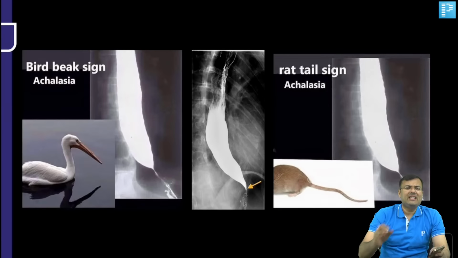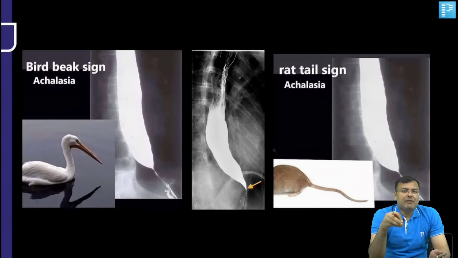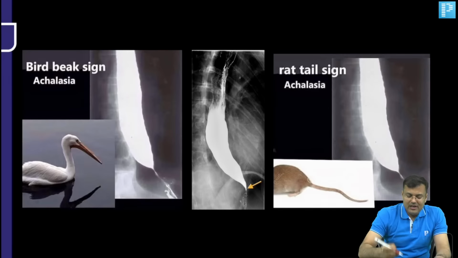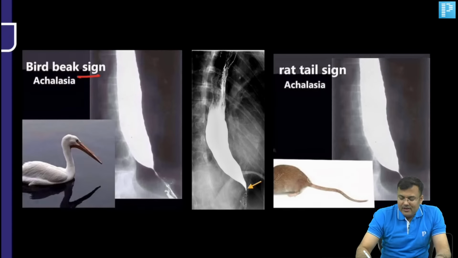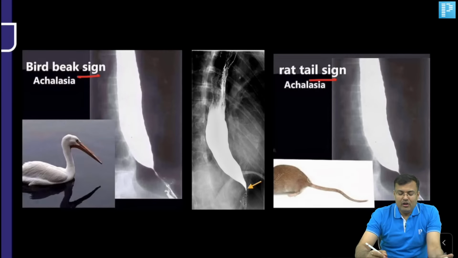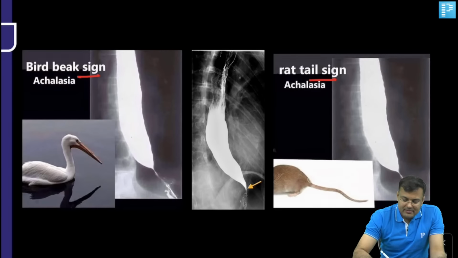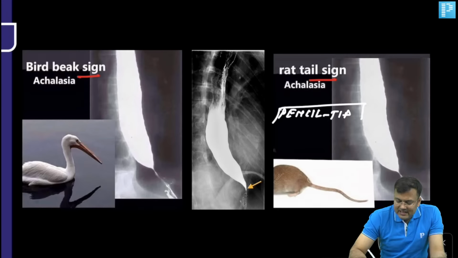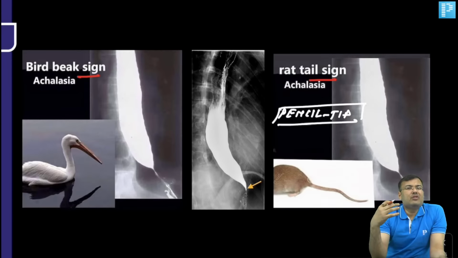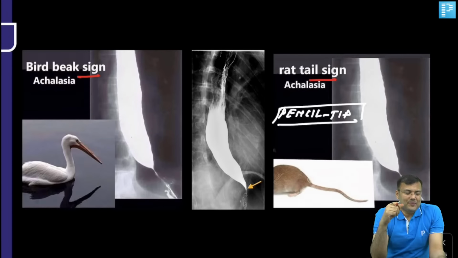Next, easiest. We are expecting one question from achalasia cardia or diffuse esophageal spasm. All of you know this is the bird beak sign. This is the rat tail sign, also known as pencil tip appearance. Bird beak, rat tail, pencil tip. So, this is achalasia cardia. Achalasia cardia is a motility disorder. So, can you tell me what is the investigation of choice for diagnosis? I am waiting for your reply, guys.